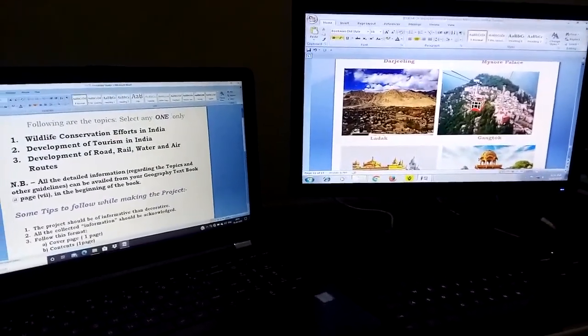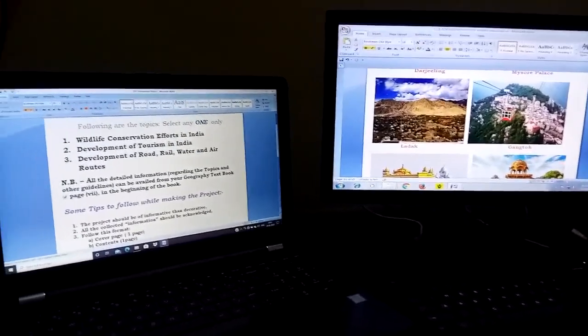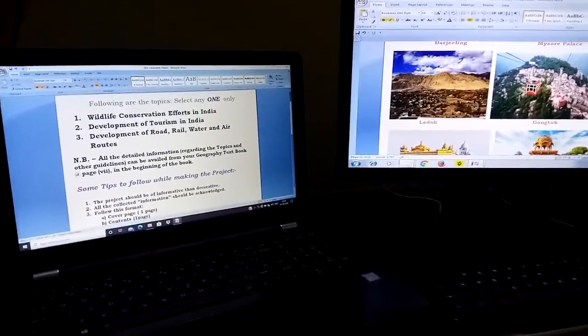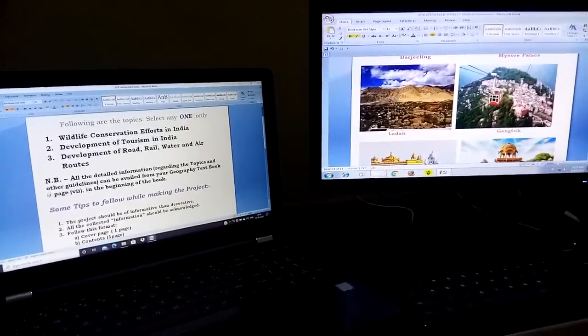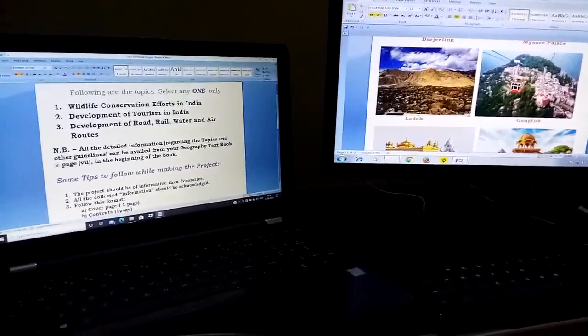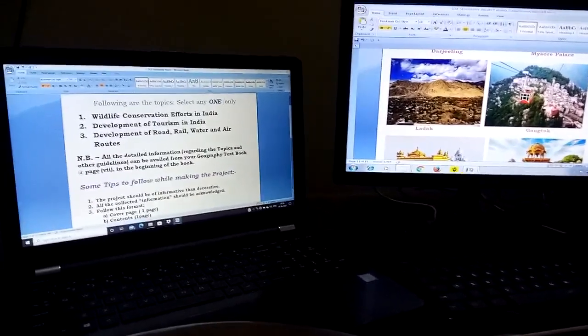Wish you all the best till then. Take this task seriously. I'll be putting it in the assignment also, as part of your assignment, because it has 20 marks directly in your board exam. This 20 marks is direct for your board exam. Take it seriously and do it nicely. Wish you all the best.